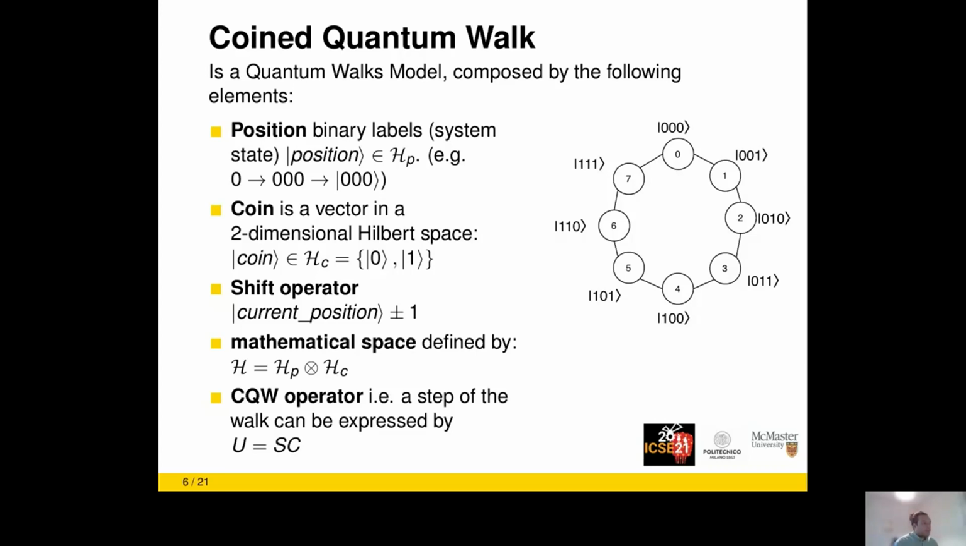The mathematical space is defined as the Kronecker product of the Hilbert space of the position and the Hilbert space of the coin. And finally, we can obtain this coined quantum walk as a single operator, U, composed by the shift operator and the coin operator.